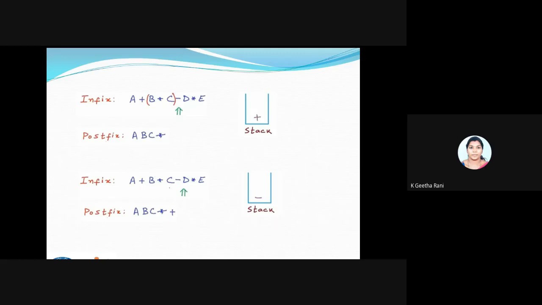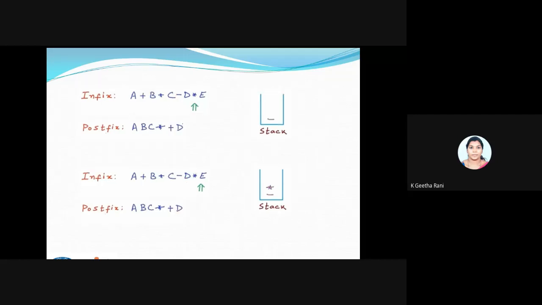Next operand is going to be my D. So what we have to do is store it inside my postfix. So D comes here. Again we have a star. In my given expression, star has a higher precedence than what is in my stack. Inside the stack I have minus. So what I will do is put this star inside the stack. That is what is done here.